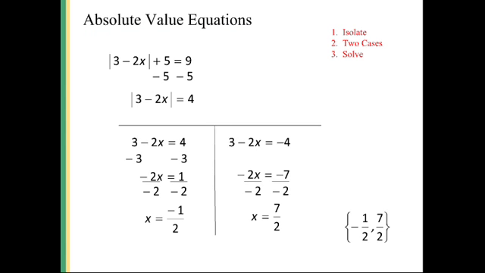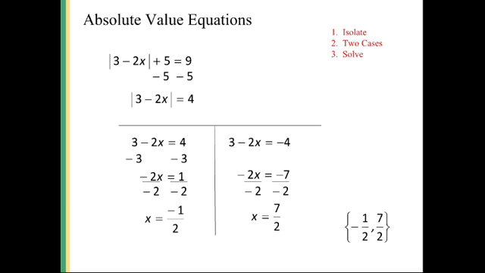So here is an absolute value using the form |ax + b| = c. We have |3 - 2x| + 5 = 9. Now we need to isolate, since the 5 is there. Subtract 5 from both sides, and we get that the absolute value of 3 minus 2x is equal to 4. Then we know what to do. We rewrite 3 minus 2x equals 4, and then 3 minus 2x equals negative 4. Don't forget the negative.